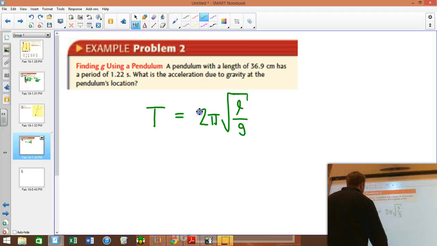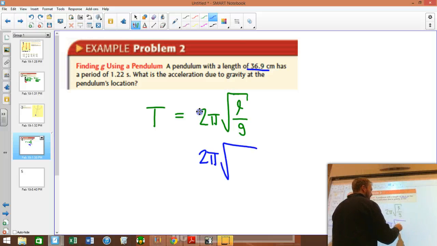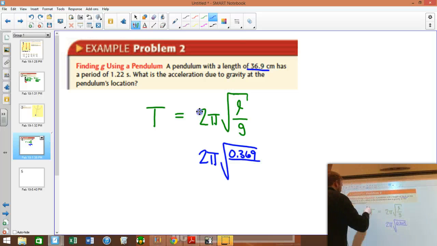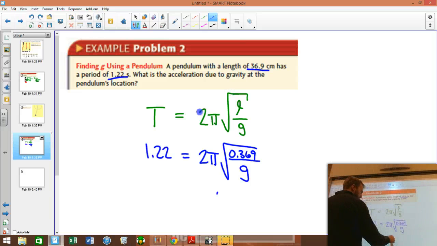So we're just going to plug in a bunch of numbers here. It's got a length of 36.9 centimeters. So 2 pi square root of 0.369 divided by g equals 1.22 seconds. Well, we're looking for gravity. So you basically solve this for the letter g.